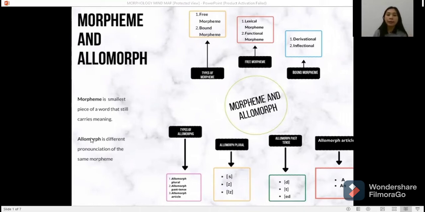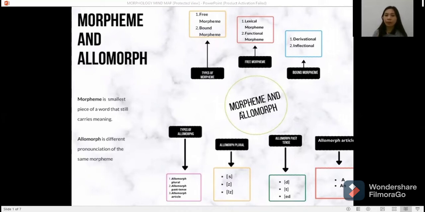So how about allomorph? Allomorph is a different pronunciation of the same morpheme, such as dogs, books, boxes. We know that these words have two morphemes, right? But there are different pronunciations in the plural. So, what are the types of morpheme and allomorph?